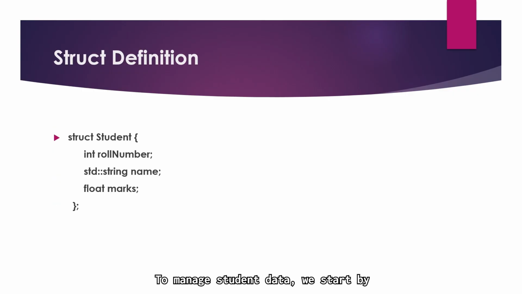To manage student data, we start by creating a simple struct. This student struct contains three fields: an integer for roll number, a string for the student's name, and a float for marks. Structs allow us to treat related data as a single unit. Once defined, we can create a vector of student objects to store our database. This approach makes our code more scalable and easy to understand, as each element in a vector represents one student with all their associated information.